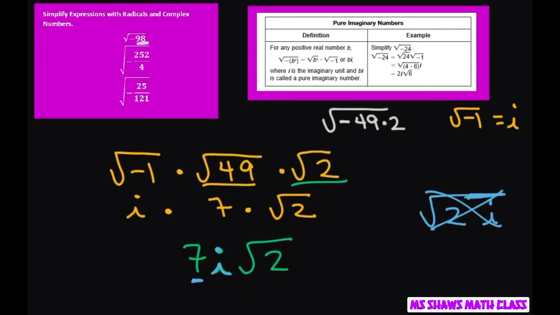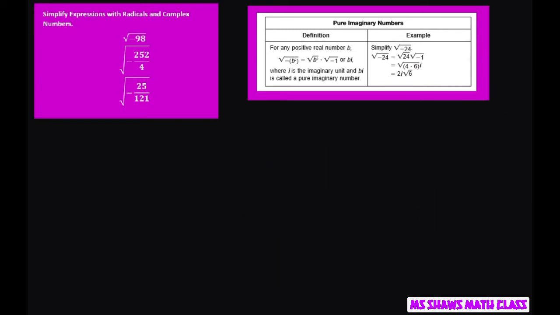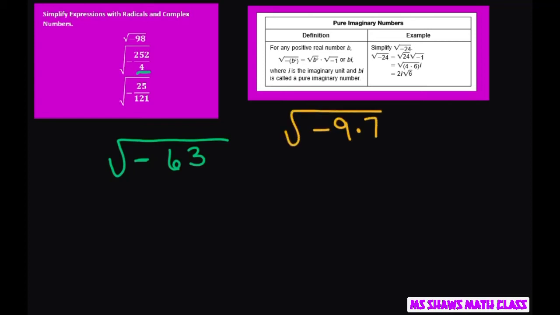Now let's try the second problem. The first thing I want to do is divide this out. So I'm going to rewrite this as negative, and 4 goes into 25 6 times with 1 left over, so it's going to be 63. So I just divided this, and then we're going to do the same thing we did before. I'm going to rewrite this as negative 9 times 7. You can get your perfect square.